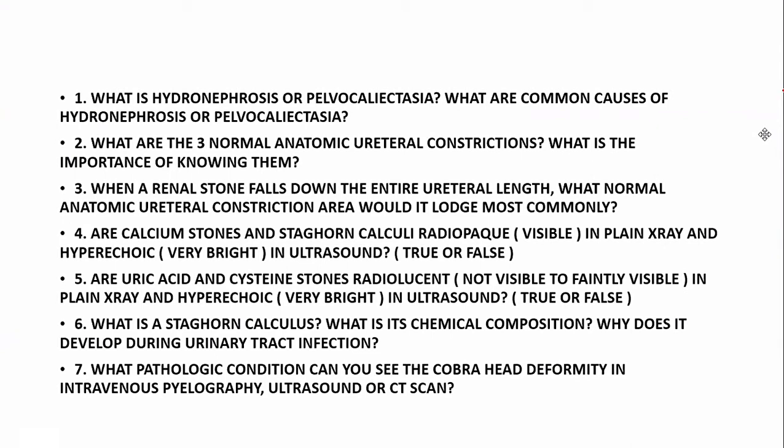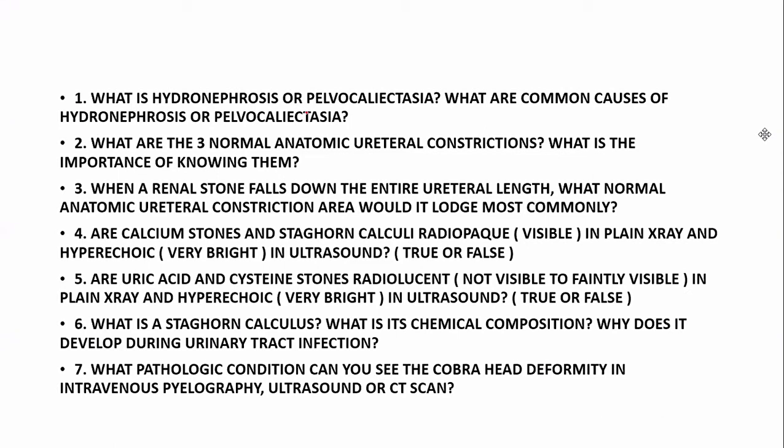So the reflection questions before we begin the lecture proper are: what is hydronephrosis or pelvocaliectasia, and what are common causes that you know? Hydronephrosis or pelvocaliectasia is the dilatation of the renal pelvis due to the accumulation of urine fluid. Yes, correct. The common cause of this is renal stone obstruction. Good.